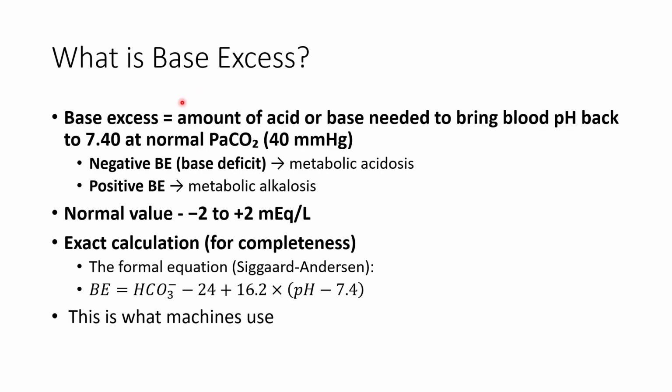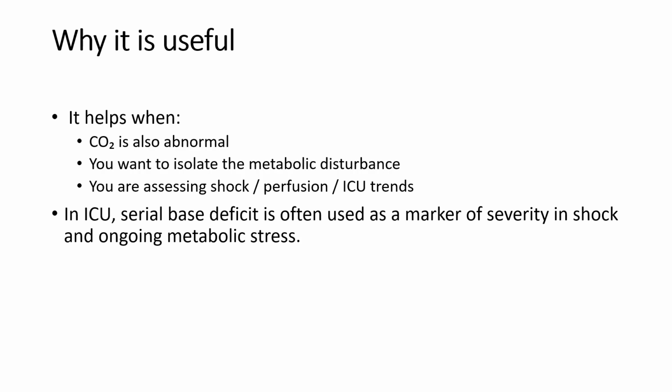Just remember, it gives you a rough, rapid idea about the metabolic state independent of PaCO2, and if someone asks you the definition, then it is the amount of base or acid required to bring blood pH back at normal PaCO2. So why is it useful again? It is independent of CO2, so it can be used even if the CO2 is abnormal. You can isolate the metabolic disturbance, or you can check the serial reports. If you have serial ABG reports and you want to see the progression, whether the disease is worsening or getting better.